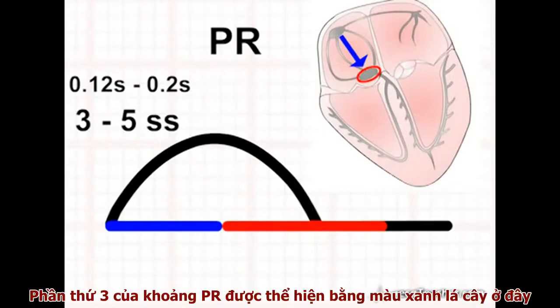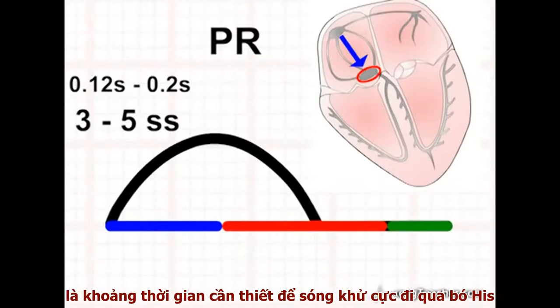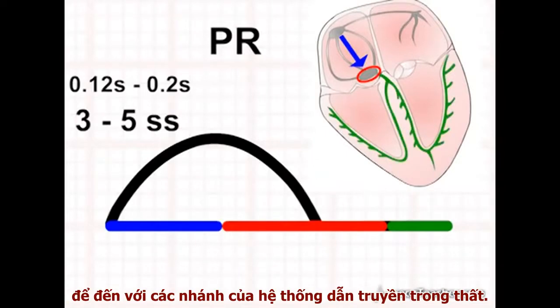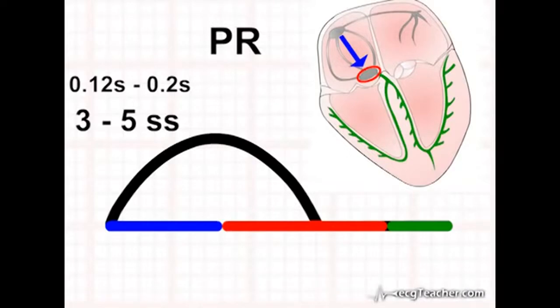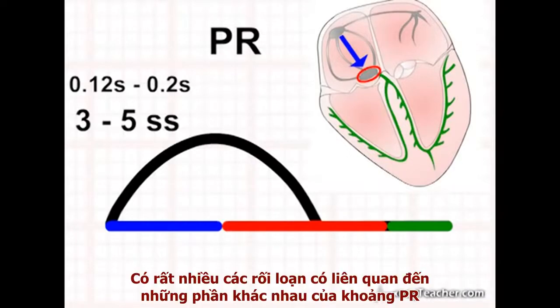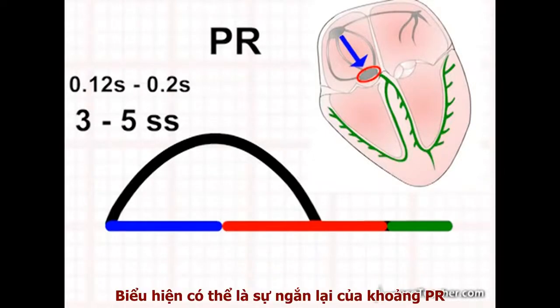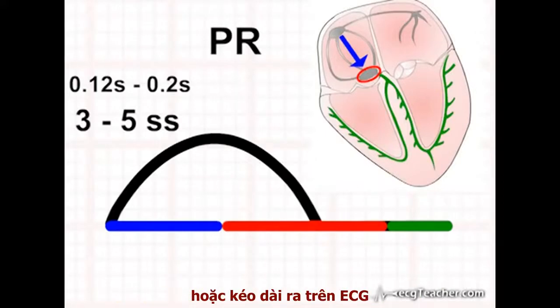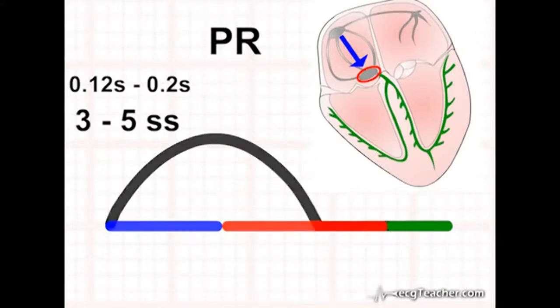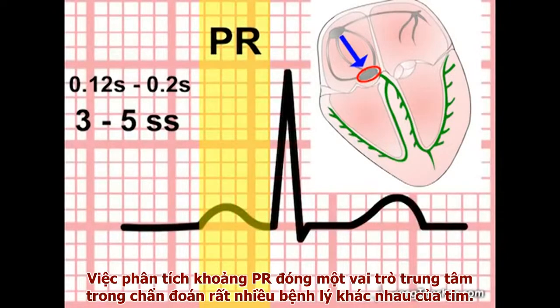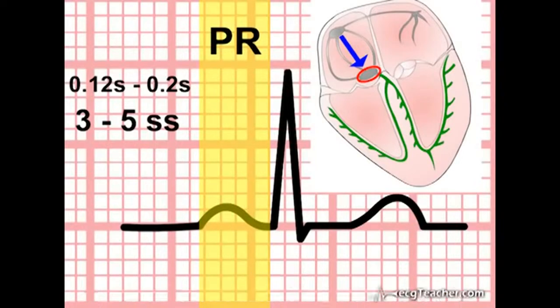The third contributor to the interval, shown here in green, is the time taken by the depolarization wave to transit through the bundle of His and the branches of the intraventricular conducting system. You will learn later that many important disorders are associated with alterations in different components of the PR interval, manifesting as abnormal shortening or prolongation of this parameter on the ECG. Analysis of the PR interval plays a central role in diagnosing many different disorders of the heart.